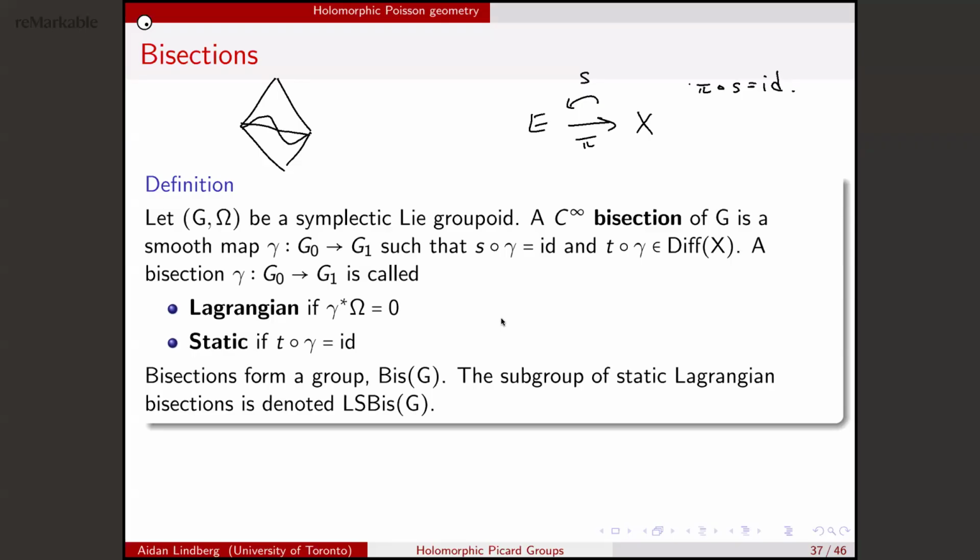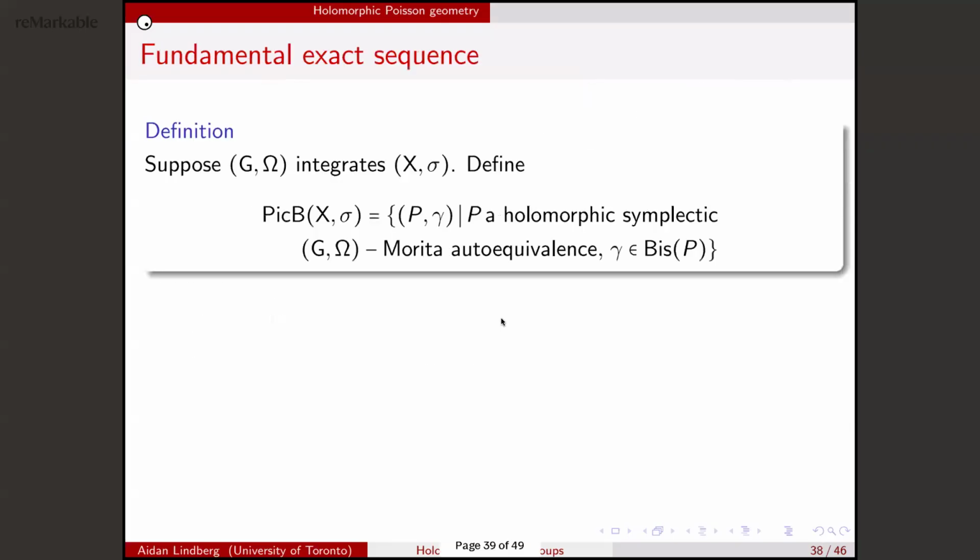Okay. So then the last group that we'll need is this group, which Francis calls Pic B. So this is pairs (P, gamma), where P is one of these holomorphic symplectic Morita autoequivalences, and then gamma is a bisection of P.